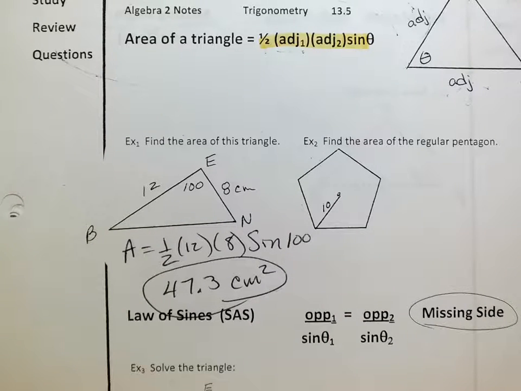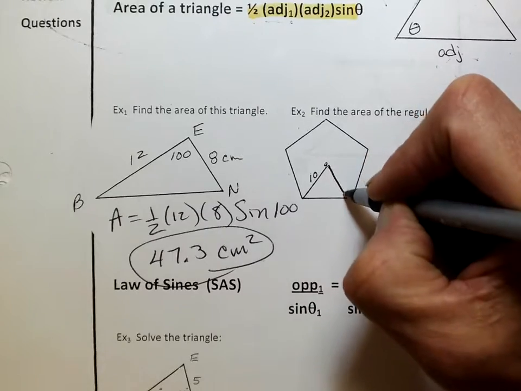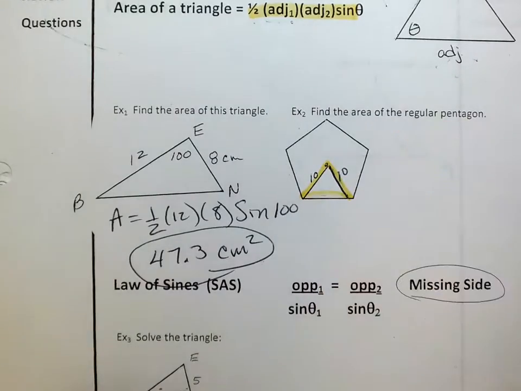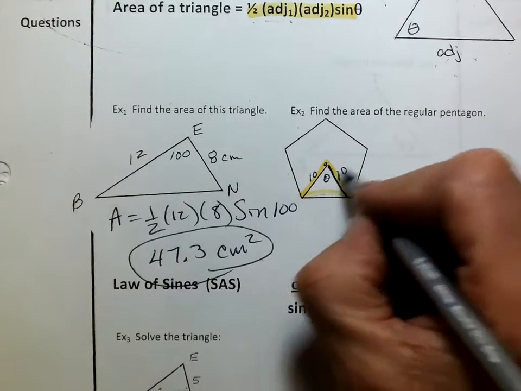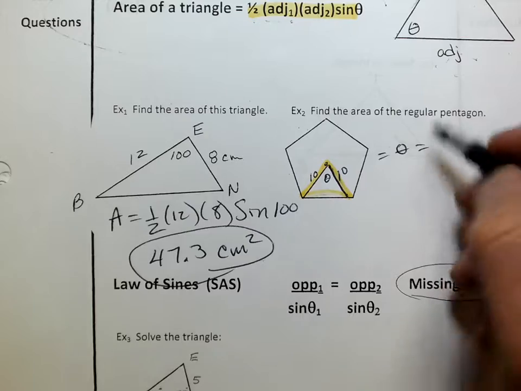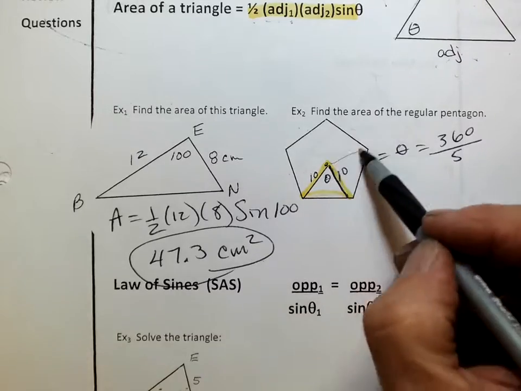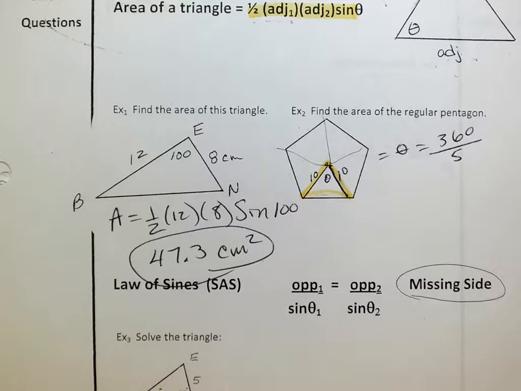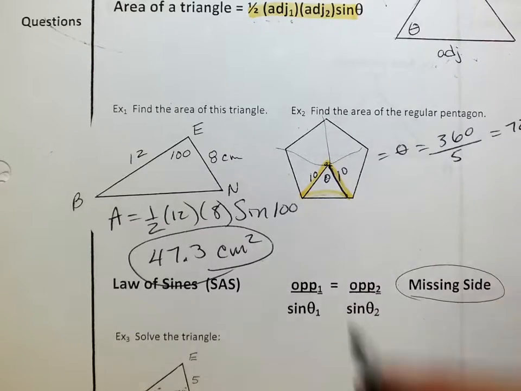Example 2. We can use the same concept to find the area of this pentagon, but what we're going to have is a triangle. So let me go ahead and make a triangle here, and I'm going to highlight my triangle. I want to find the area of this triangle right there. What I'm going to need is the central angle, theta. Because it is a pentagon, we'll go 360 divided by 5, because we're going to have 5 central angles in a full revolution. So 360 divided by 5 gives me 72 degrees. So the central angle is 72.